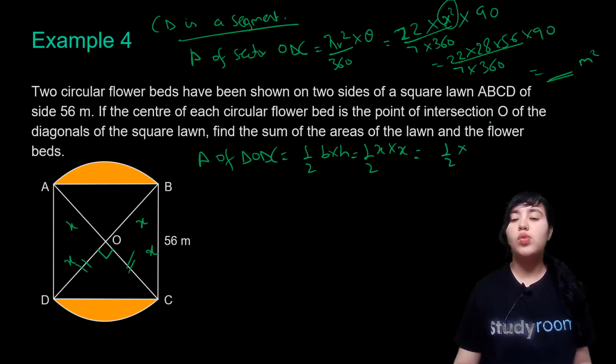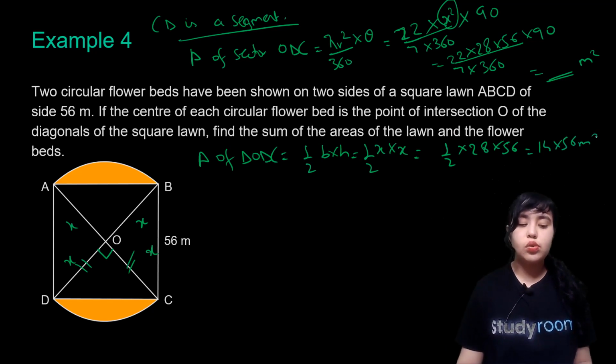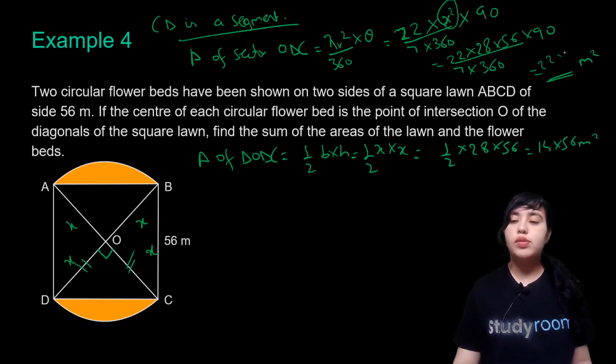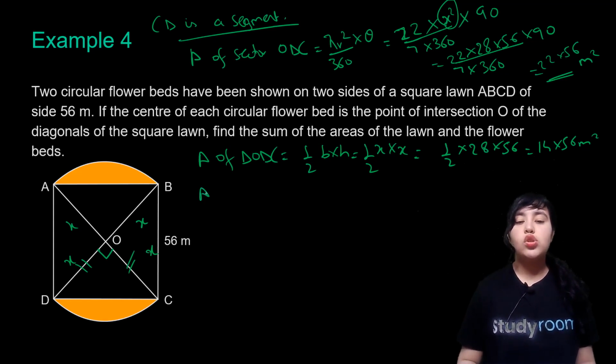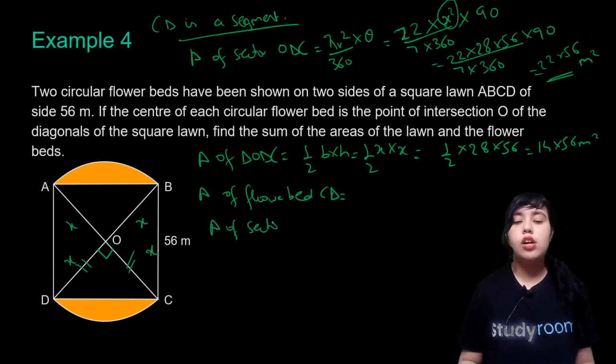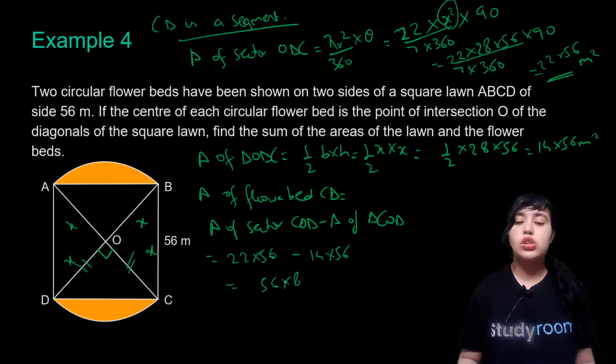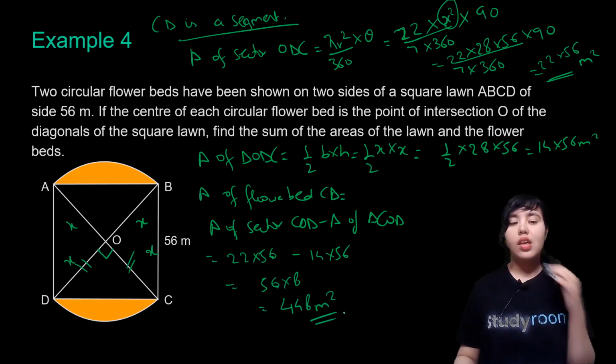Half x square was what? 28 into 56. So that will become 14 into 56 meters square. In fact, this will also turn out to be 22 into 56 meters square only. So to find out area of flower bed CD, what you need to do is area of sector COD minus area of triangle COD. So when you just make the substitution here, 22 into 56 minus 14 into 56, which becomes 56 into 8. This also turns out to be 448 meters square. Alright.